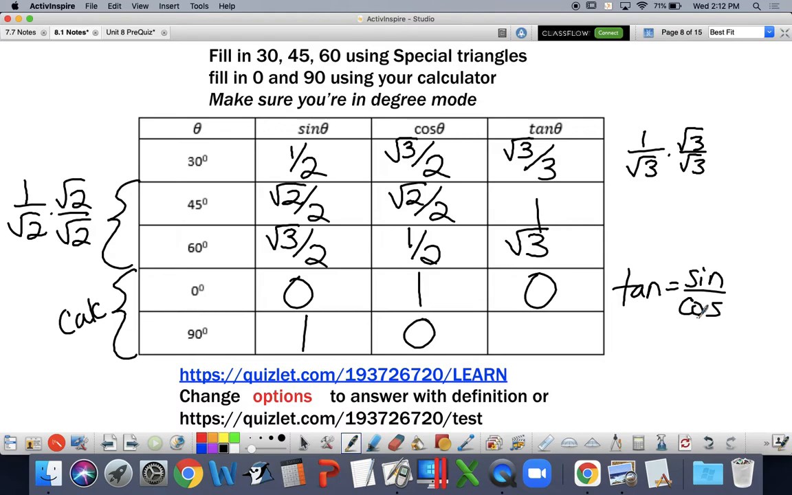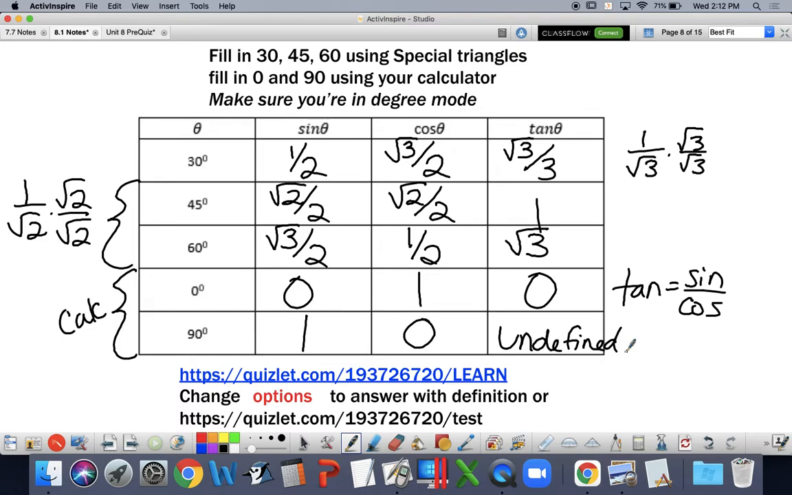is sine divided by cosine. So look here, right? Sine divided by cosine. 0 divided by 1 is 0. 1 divided by 0, undefined. So you probably got an error message on your calculator. In our very last section of the unit, we will graph, and we will kind of see why tangent is undefined at certain angles. Okay, but I just wanted us to use our calculators.